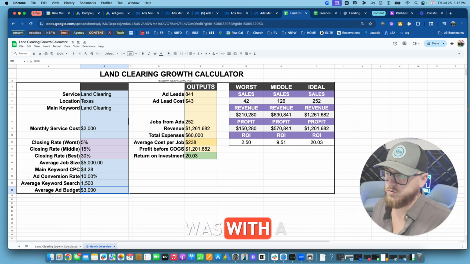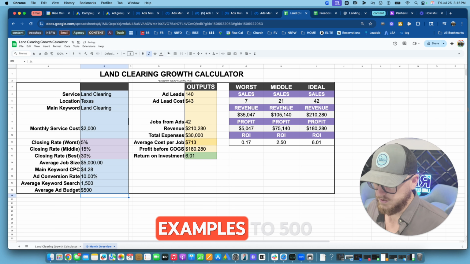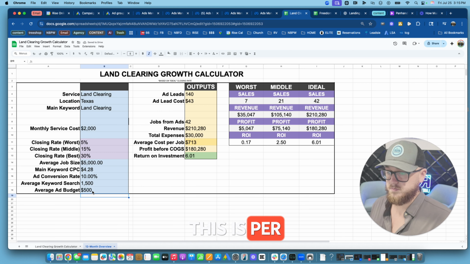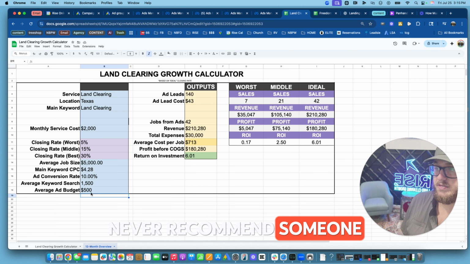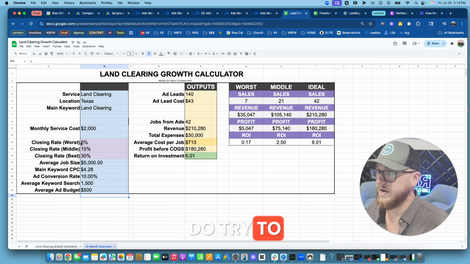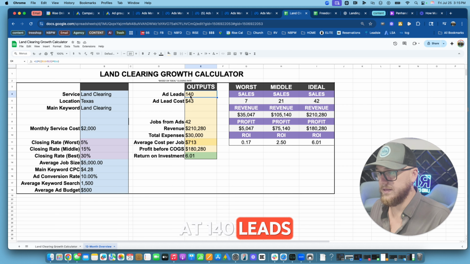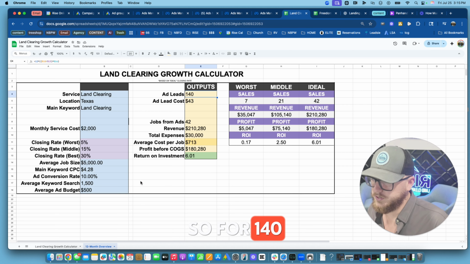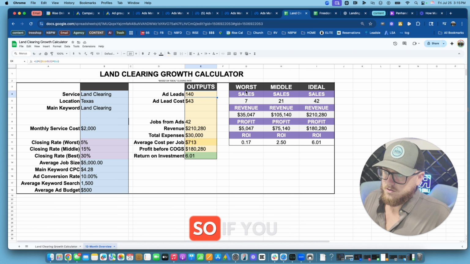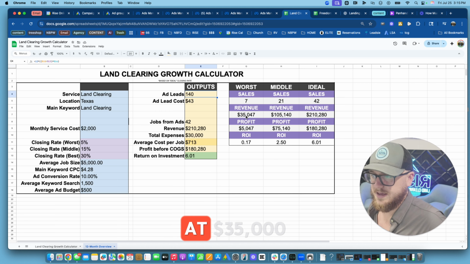So now that was with a $3,000 ad budget. Let's take this down for extreme examples to $500. $500, this is per month, by the way, which I would never recommend someone spend this low, but some people do try to look at that. So over the year, you're looking at 140 leads. So for 140 leads, what is that, like 10 a month? So if you can close 5%, then you're looking at $35,000.